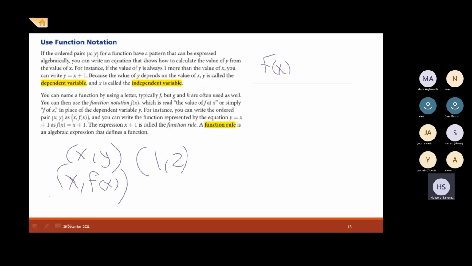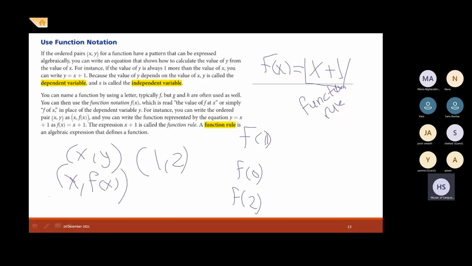I will repeat it. Okay? f of x, as an example, is x plus 1. This is a rule, this one here. We call it the function rule. This expression, x plus 1, is a function rule. You will use it to find f of x. Now, if I told you, find f of 1, find f of 0, find f of 2.